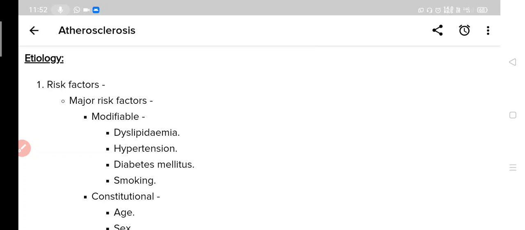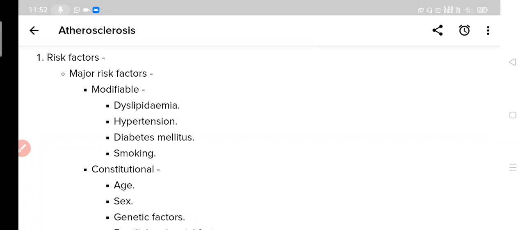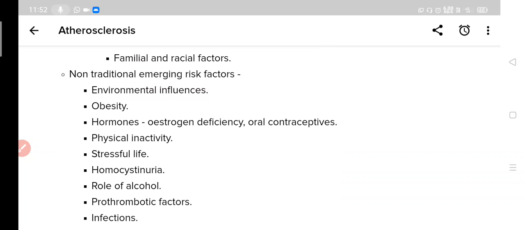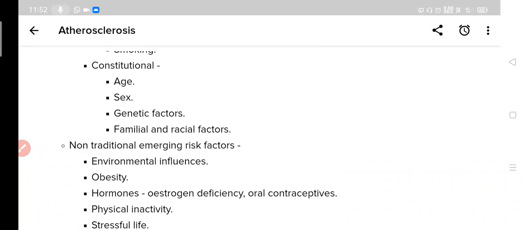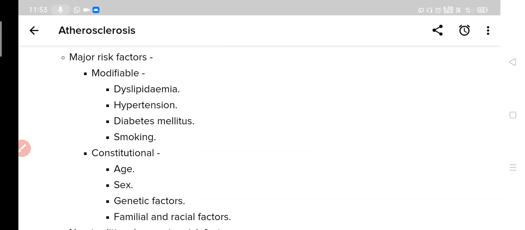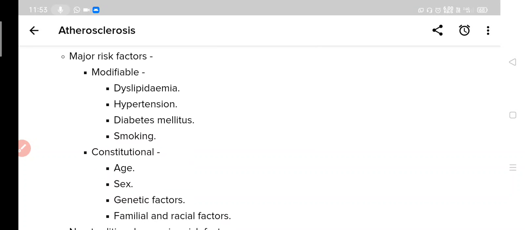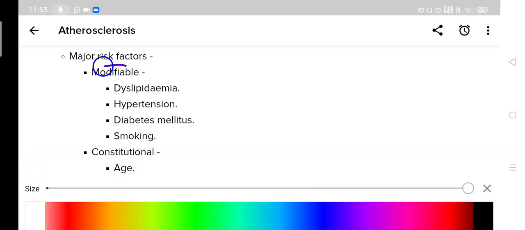So what are the risk factors for atherosclerosis? These risk factors are classified into two major groups: first, major risk factors, and then non-traditional emerging risk factors. Major risk factors are again divided into two classes: first is modifiable and second is constitutional.